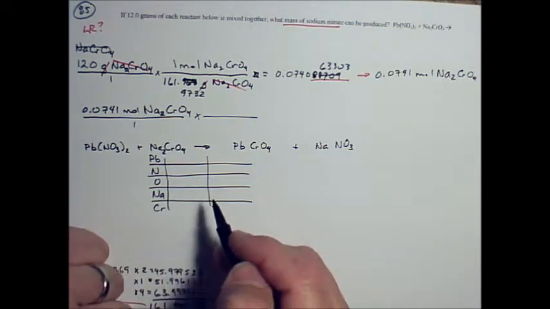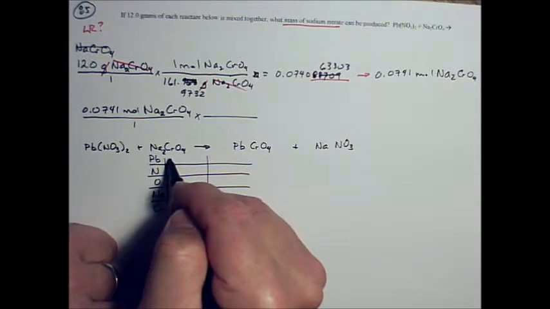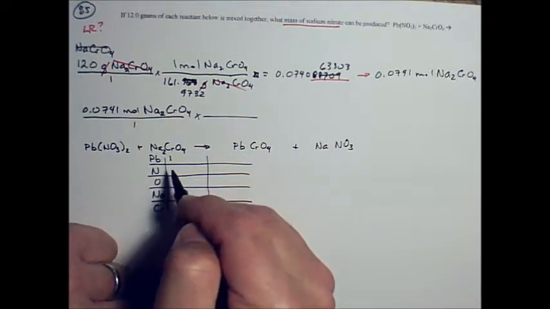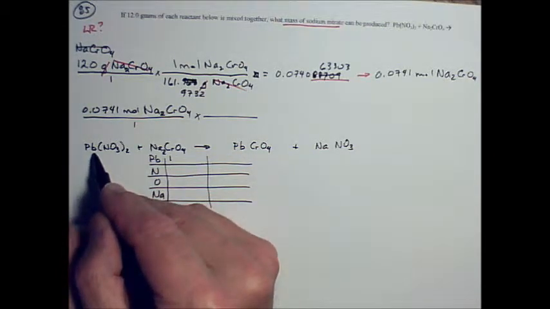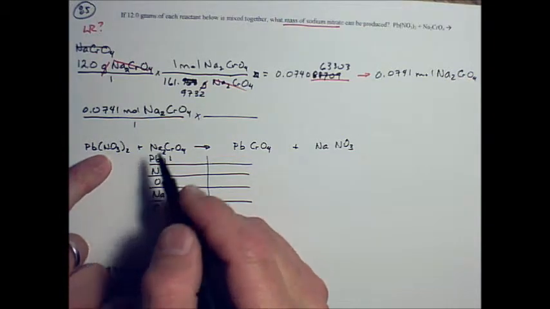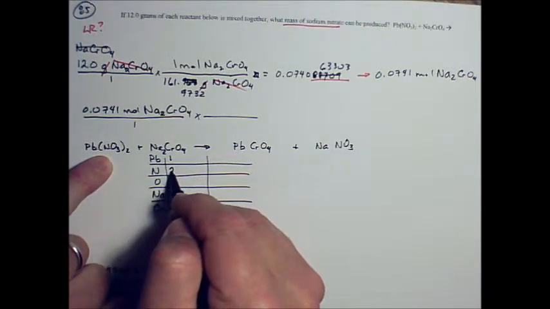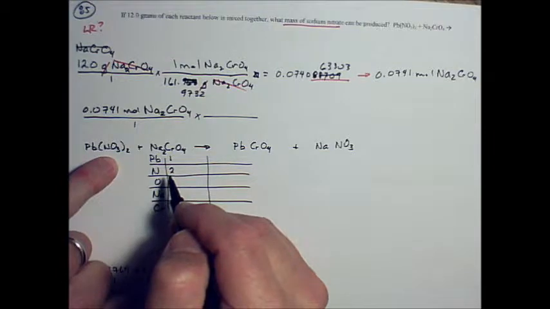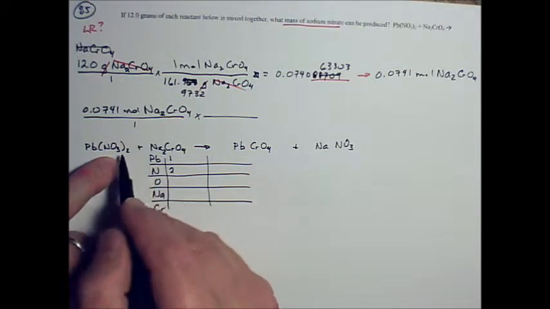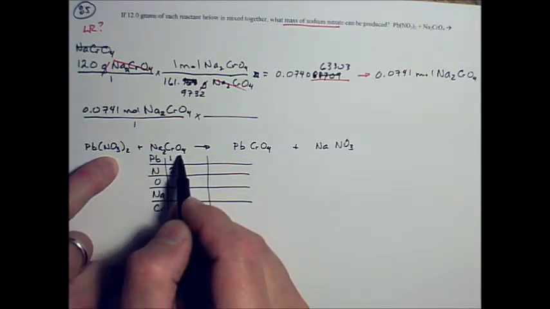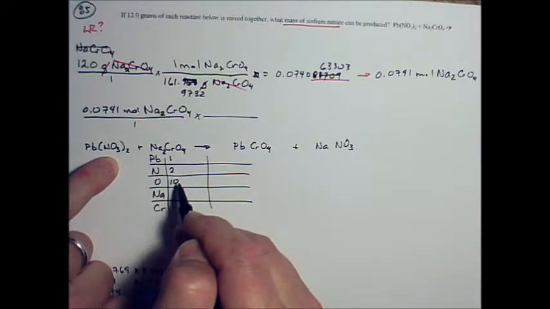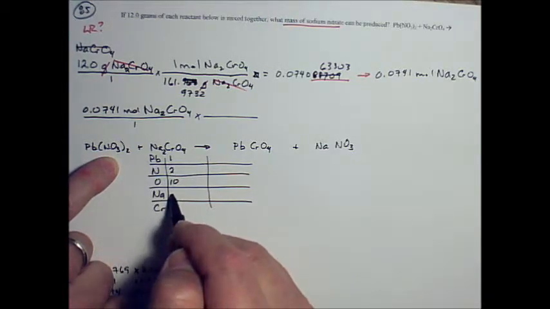How many leads on the left side? 1. How many nitrogens? 2. How many oxygens? 6 here, but there's 4 over here too. Okay, how many sodiums? 2.